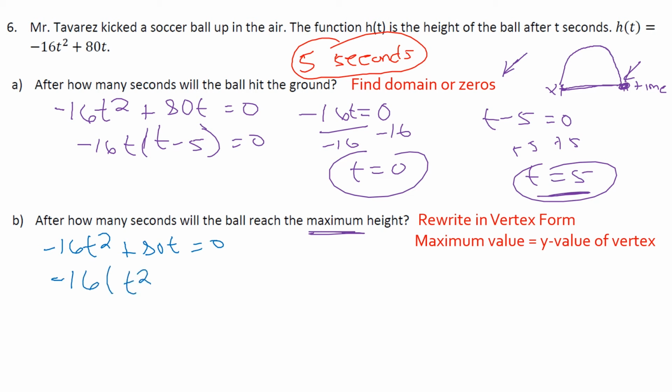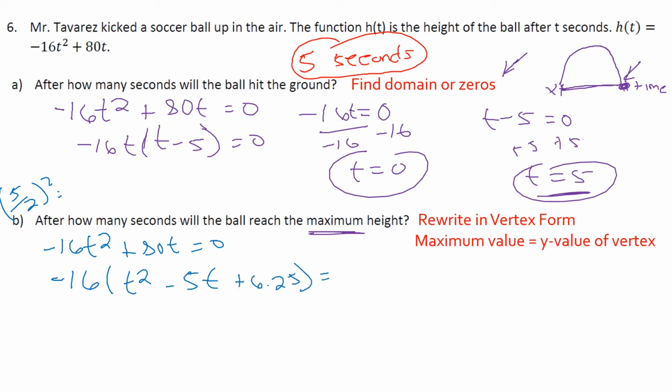So t squared, I'm dividing now. So 80t divided by -16 is -5t. So to complete the square, I take half of 5, which is 2.5. And 2.5 raised to the second power, I want to put it in decimal form. So that's going to be 6.25.